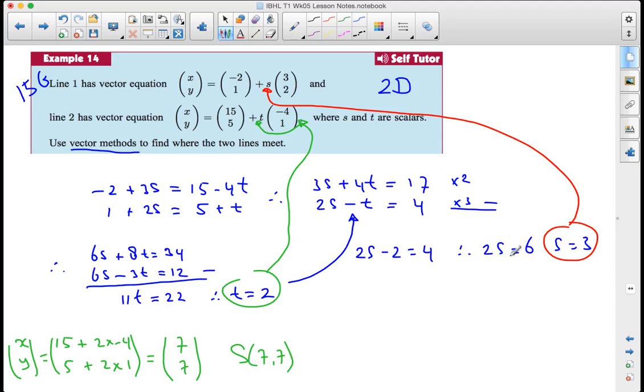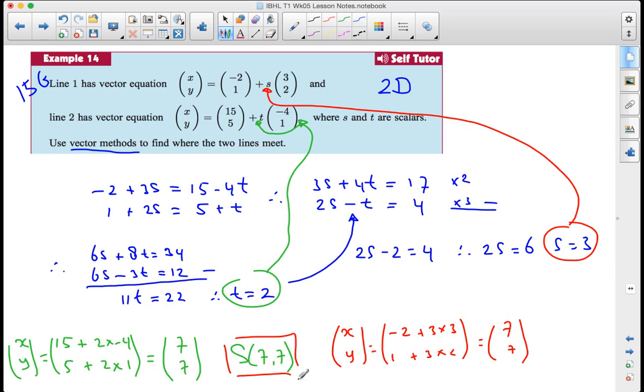If we chose the red one, we would get xy equals -2 plus 3 times 3 and 1 plus 3 times 2, which is also 7, 7. So again, S, the point of intersection, is 7, 7.